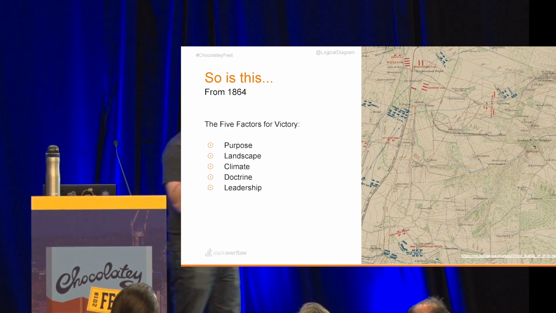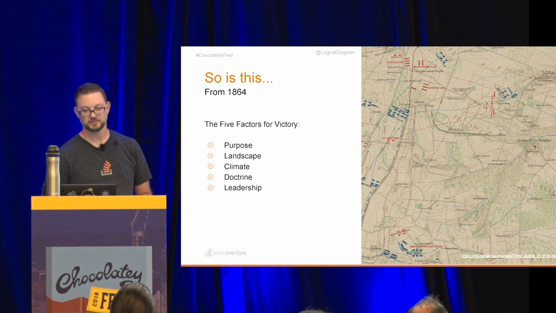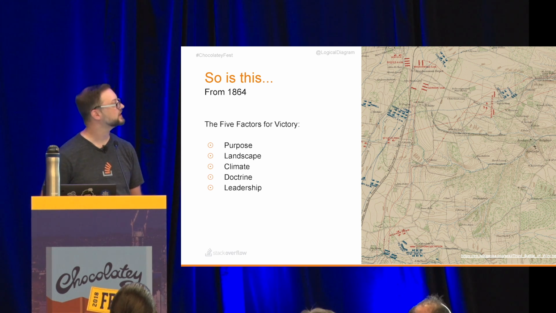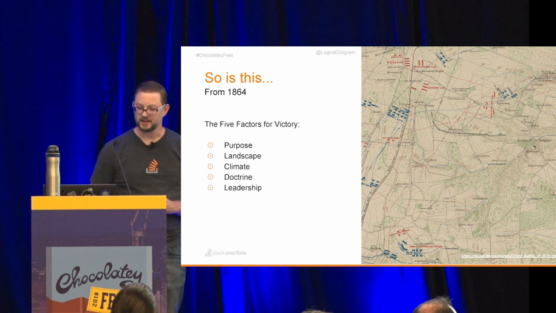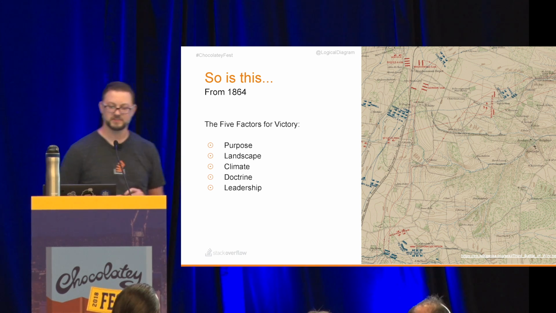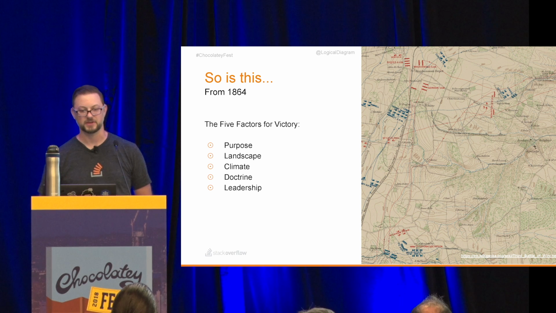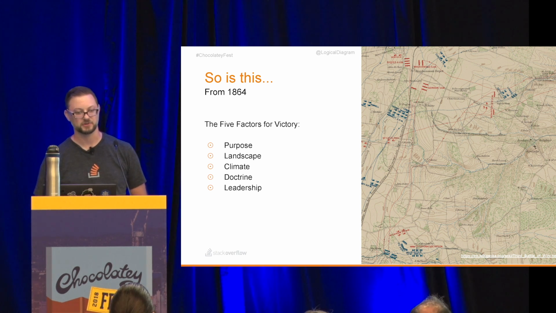So this is actually another map of my hometown. This one specifically shows the Third Battle of Winchester on September 19th, 1864. And it's these types of maps, these military battle maps, that were part of the inspiration for Simon Wardley in creating these new maps.